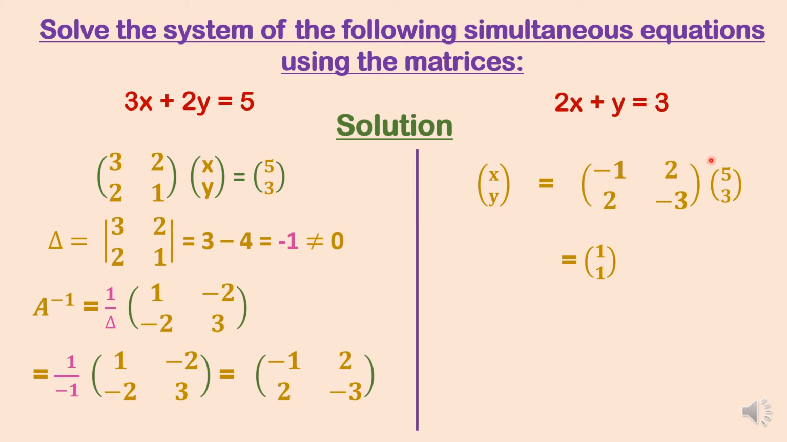The first row times the first column gives me the first term. The second row times the second column gives me the second term, in the second row. So the answer is 1 and 1. Then x equals 1 and y equals 1. The solution set is (1, 1).